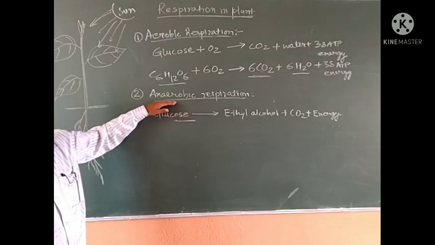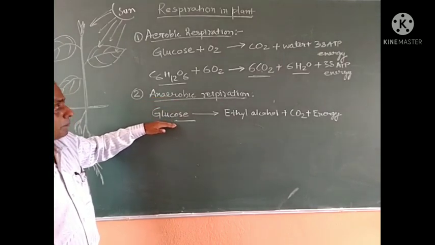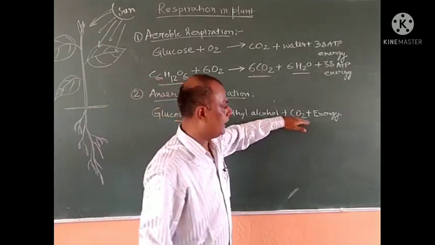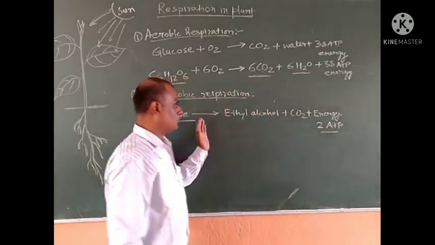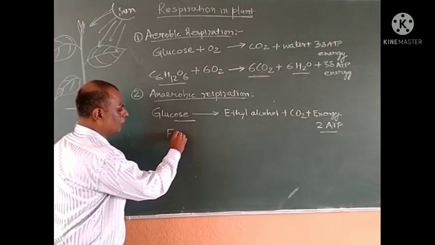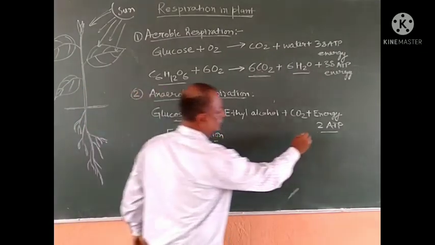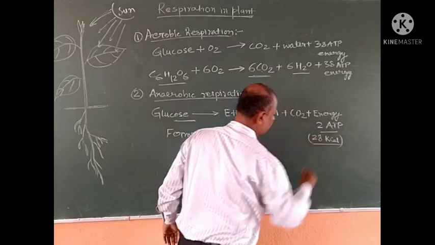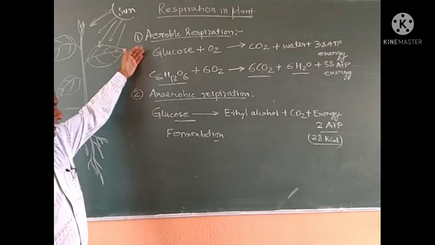So the kind of respiration which takes place in absence of oxygen, where glucose is oxidized in absence of oxygen and converted to ethyl alcohol, carbon dioxide and only 2 ATP energy, is called anaerobic respiration. It is also termed fermentation. Here you can see 28 kilocalorie energy is produced. That is much lesser than in aerobic respiration.